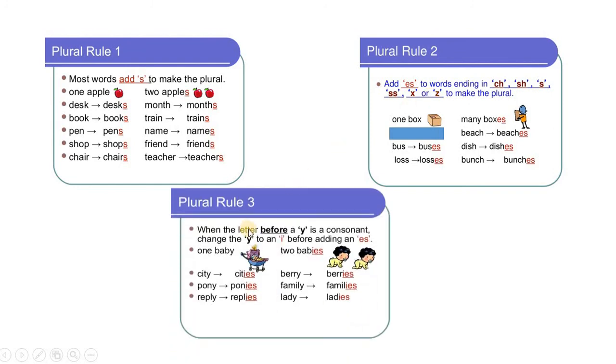Rule number 3 says that we add ies to those words which are ending with y. But first we remove that y. See, over here it was city, now it is cities. Berry, berries. Pony, ponies. Family, families. Reply, replies. Lady, ladies. So in all of these, first of all, we are removing this y and then we add ies. So that's really simple.